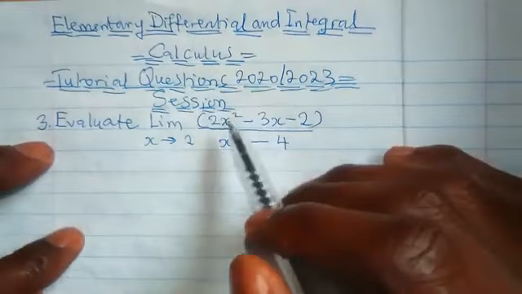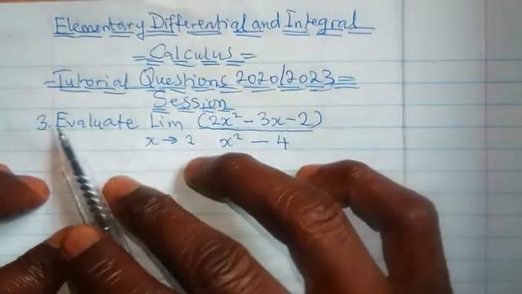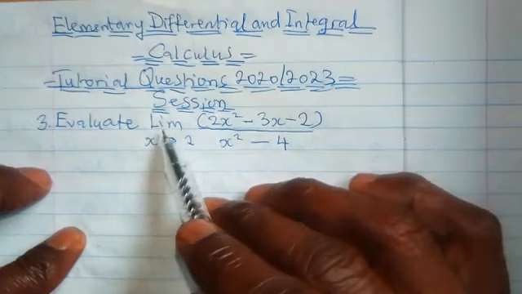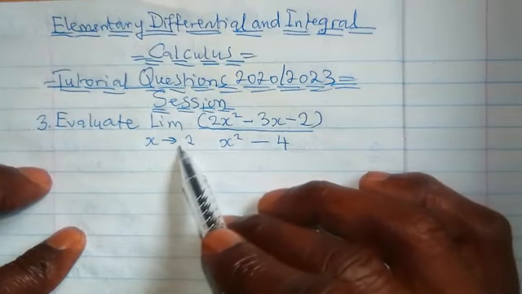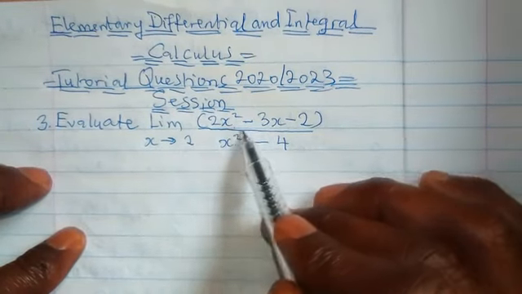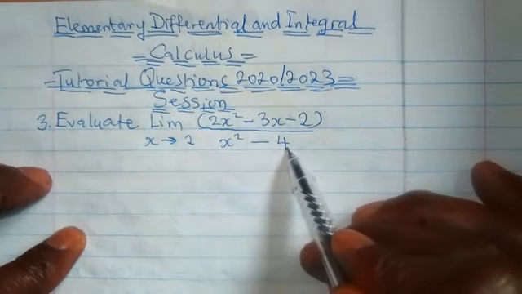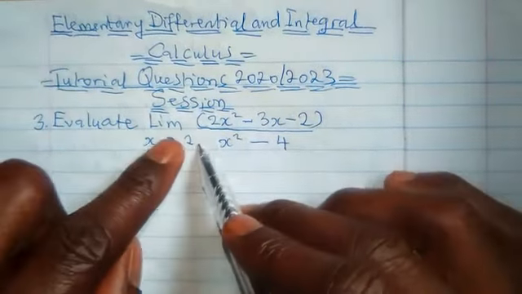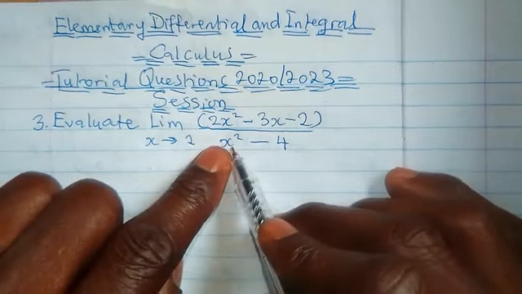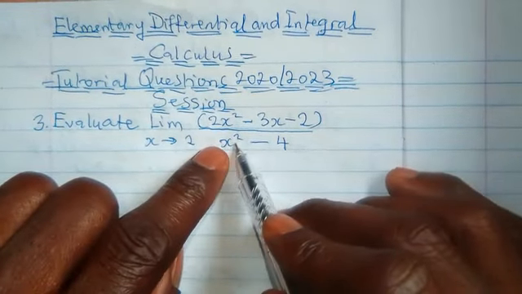In this tutorial question, which is question 3, it says evaluate the limit as x tends to 2 of 2x squared minus 3x minus 2 upon x squared minus 4.